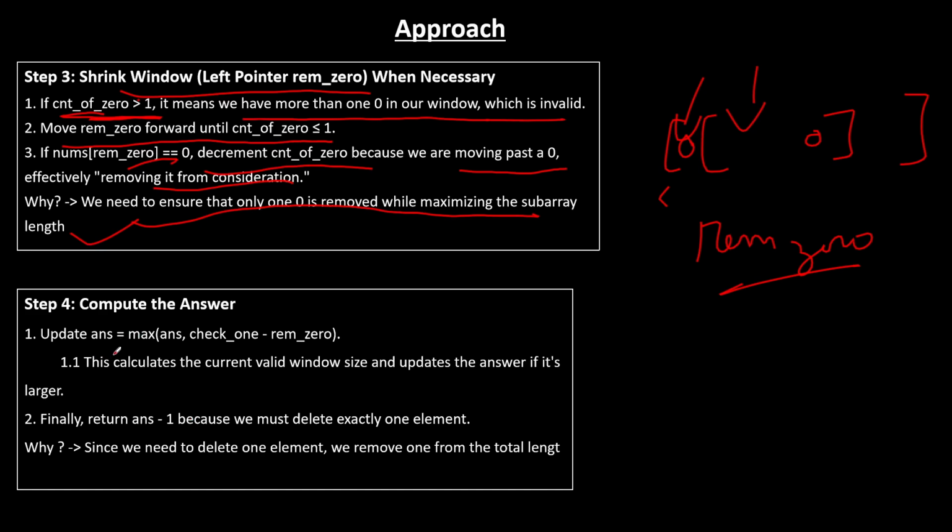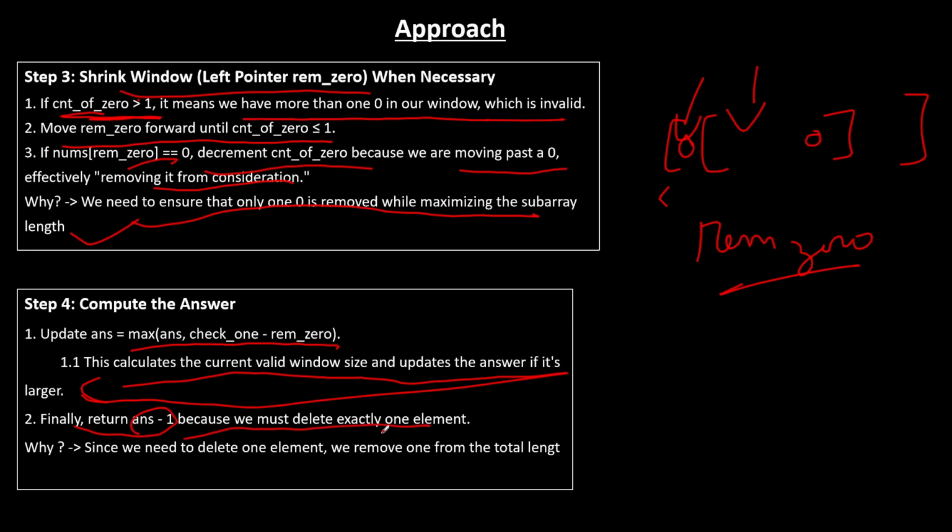Now, at every point, we will keep considering the maximum of the length. This calculates the current window size and updates the answer if it is larger. Finally, we return answer minus 1, because this is the important part. We must delete exactly one element. Since we need to delete one element, we remove one from the total length.